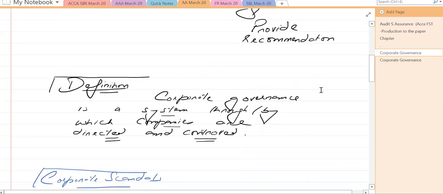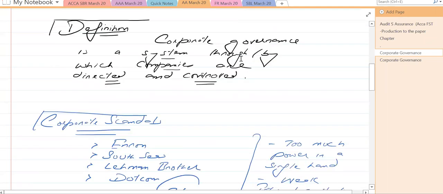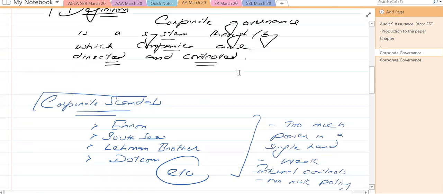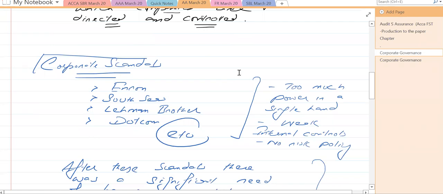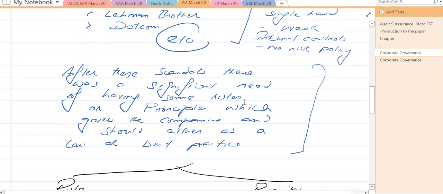Then we discussed the definition of corporate governance: it is a system through which companies are directed and controlled. In the past, we had corporate scandals, and that was the reason to bring in corporate governance. The scandals destroyed the companies as well as the investors, and a lot of the general public and investors lost their money. So there was too much pressure on the government to bring something, either in the form of principles or rules, so that companies are obliged to follow them and there are very few chances of companies failing.